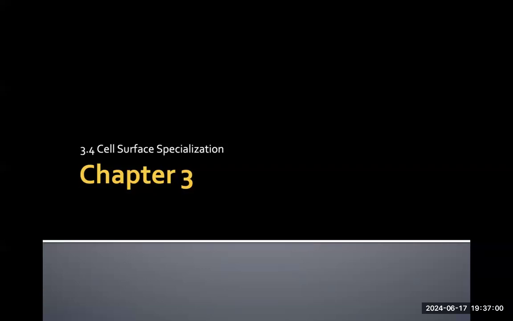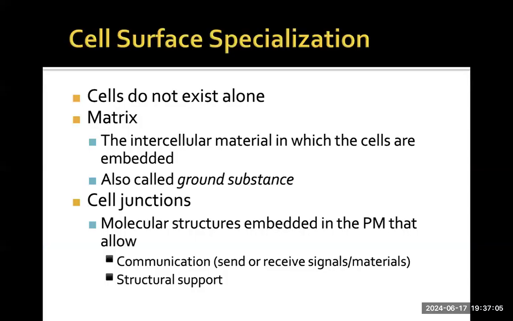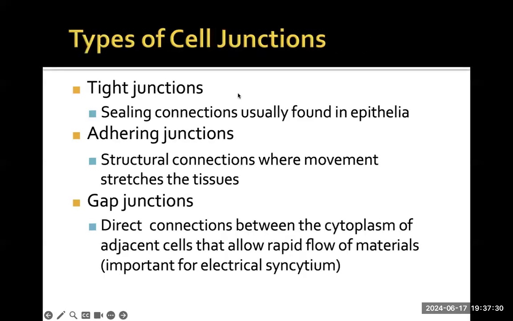Okay, next portion here is going to be cell surface specialization. So cells do not have the ability to exist alone, right? They have what we call a matrix, which is extracellular material in which the cells are embedded. This is also what you would call a ground substance. So here you have cell junctions that have molecular structures embedded into the plasma membrane that allow for things like communication or structural support. They have different types of junctions. So you have tight junctions, adhering junctions, or gap junctions.